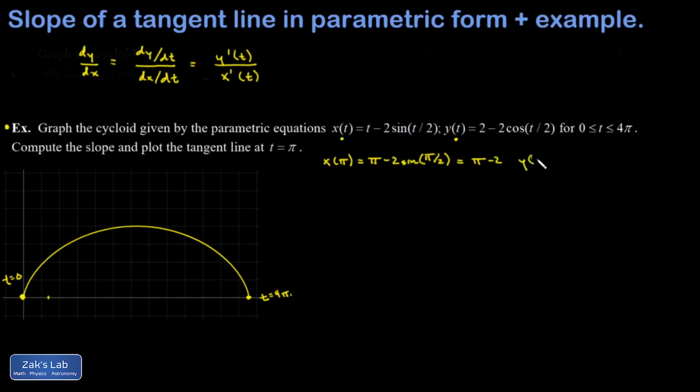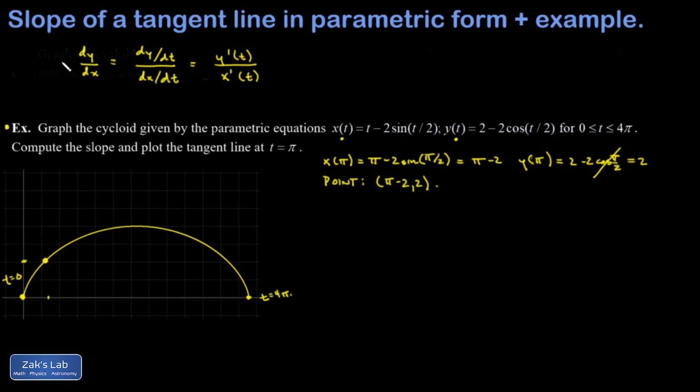Let's take a look at y of pi. That's going to be 2 minus 2 cosine pi over 2, but cosine pi over 2 is 0. So y is going to be equal to 2. So it looks like I'm right here on the curve, and I'm trying to generate the tangent line to this thing. I'll need this later, so I'm just going to write down the point as an ordered pair. That's pi minus 2, comma 2.